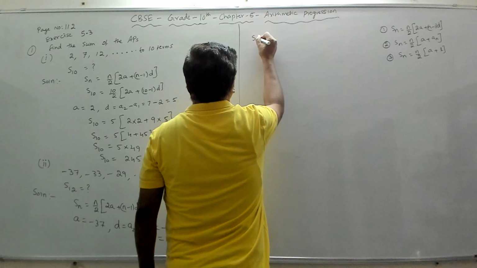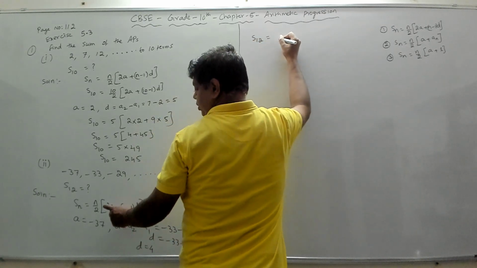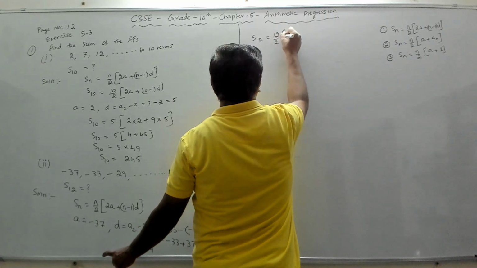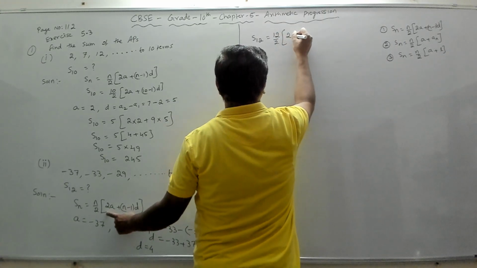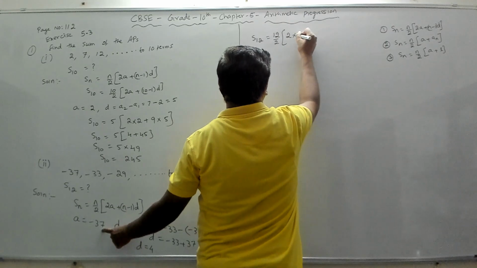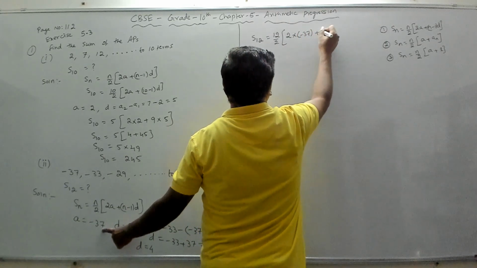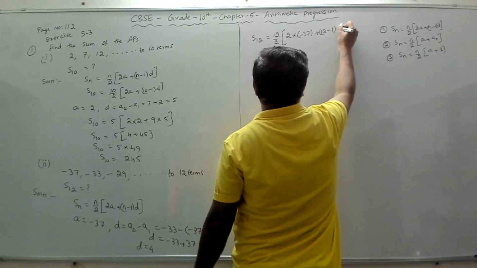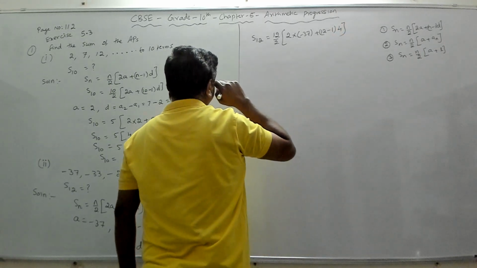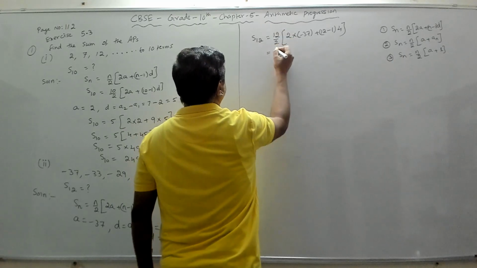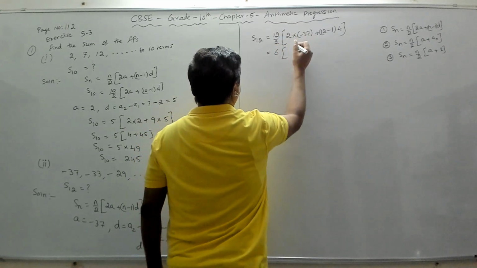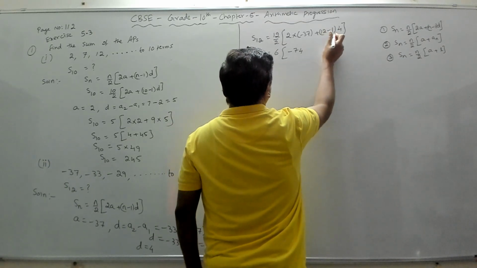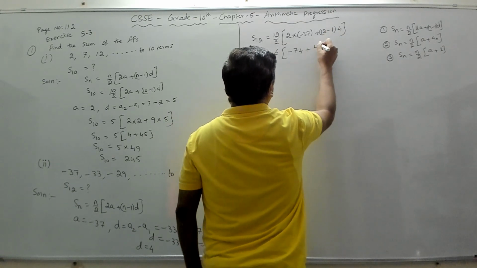Our S12 will be, if I substitute n as 12 here, 12 by 2 into 2a, 2 into a is minus 37, plus n minus 1, 12 minus 1, into d is 4. So that gives you 12 by 2 is 6, then 2 times minus 37 is minus 74, then 4 times 12 minus 1 is 11, 11 fours are 44.